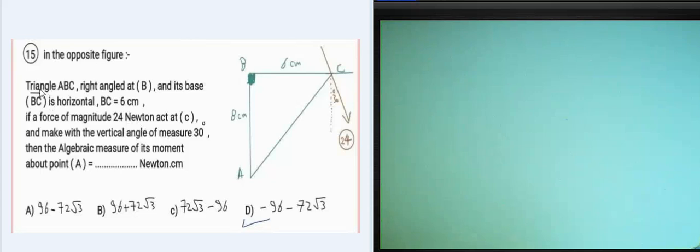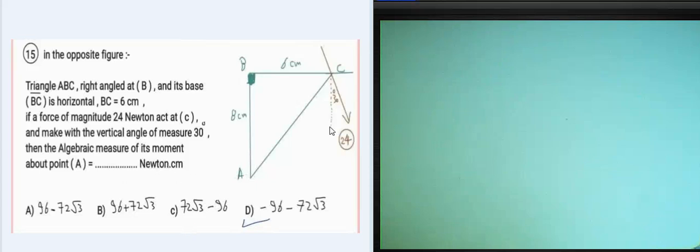Question 15. In the opposite figure, triangle ABC is right-angled at B, with base BC equal to 6 centimeters and BA equal to 8 centimeters. A force of magnitude 24 newtons acts at point C, making an angle of 30 degrees with the vertical. Then the algebraic measure of its moment about point A equals? We want to find the algebraic measure of its moment.